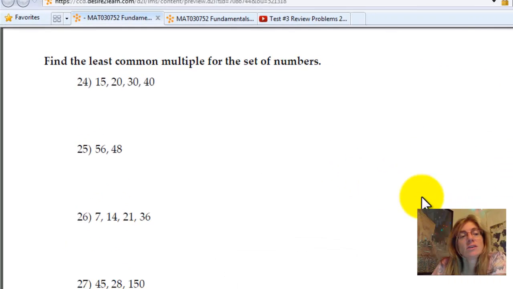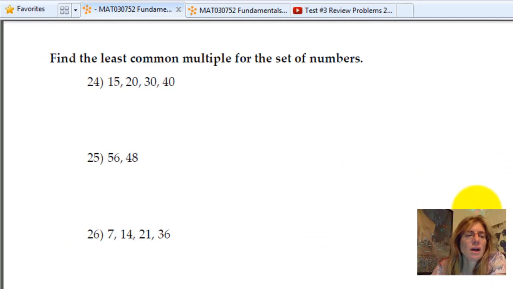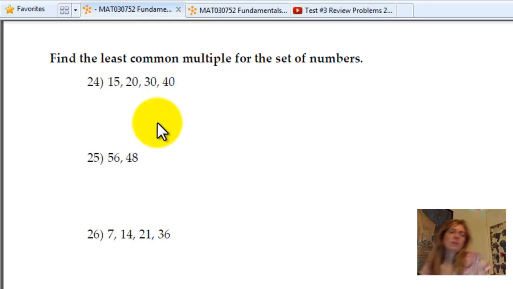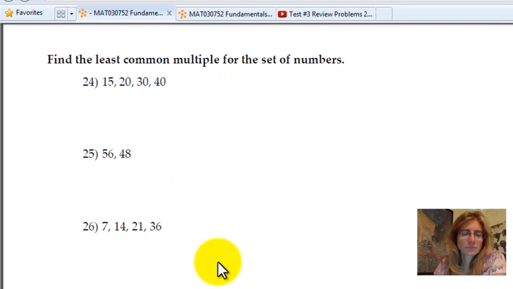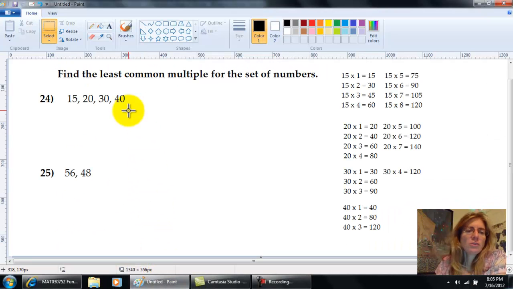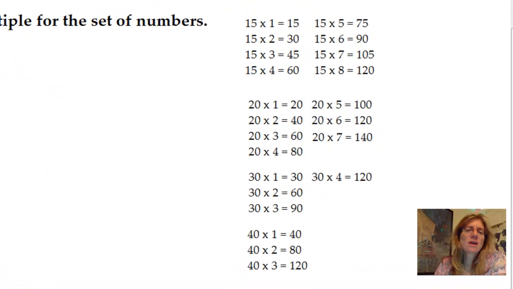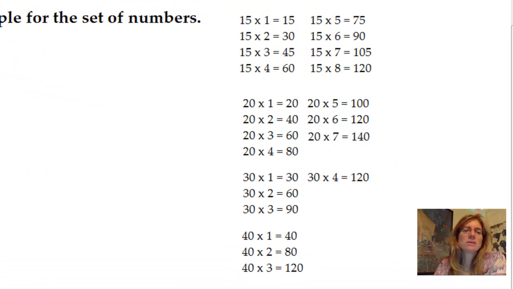Alright, this is test number 3 review, and I'm looking at problems 24 and 25, finding the least common multiple for a set of numbers. Alright, so number 24, and finding the least common multiple can be done in two ways. The way I recommend is using prime factorization.